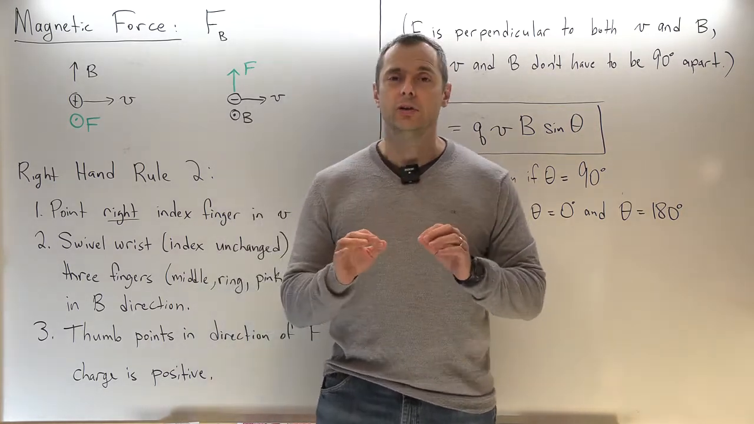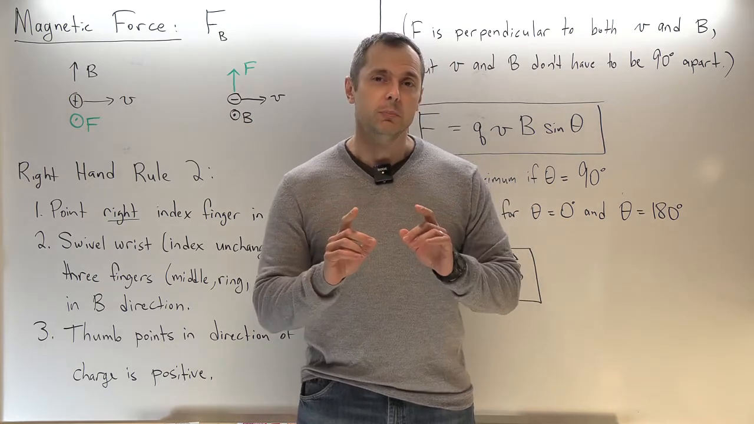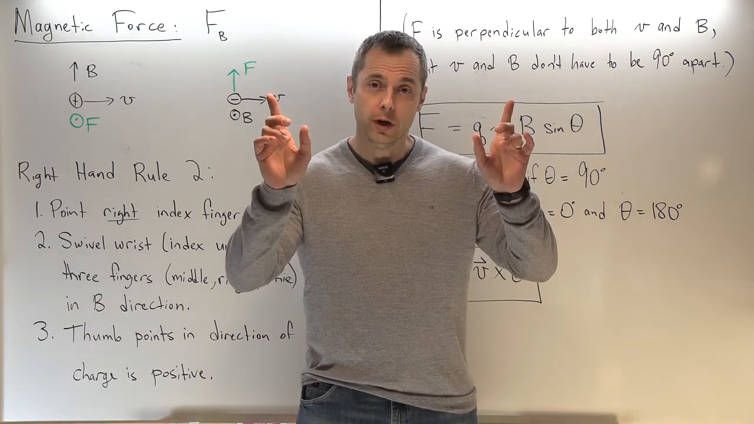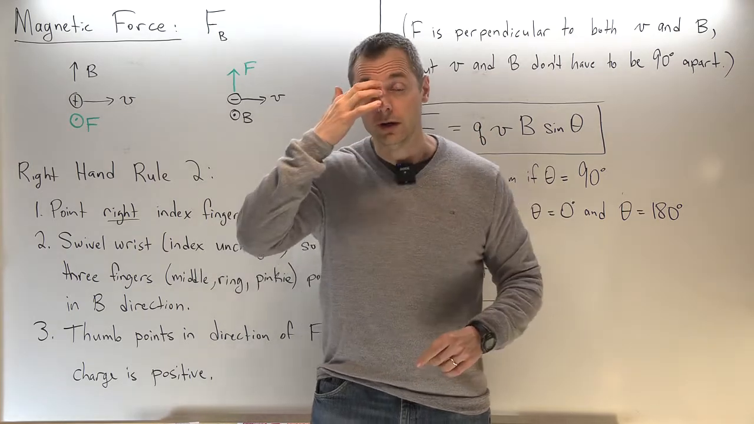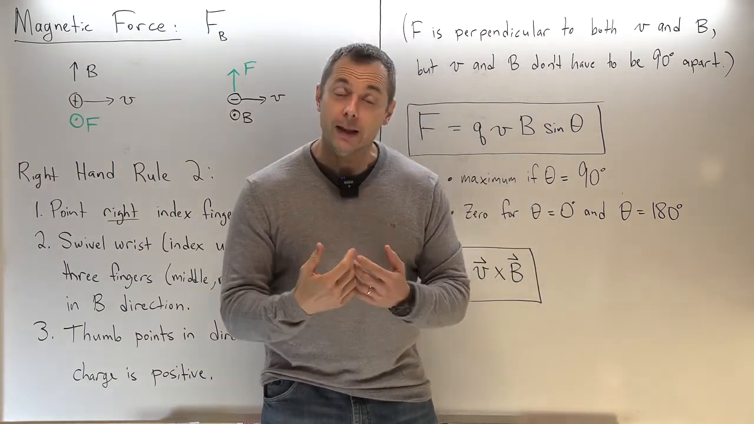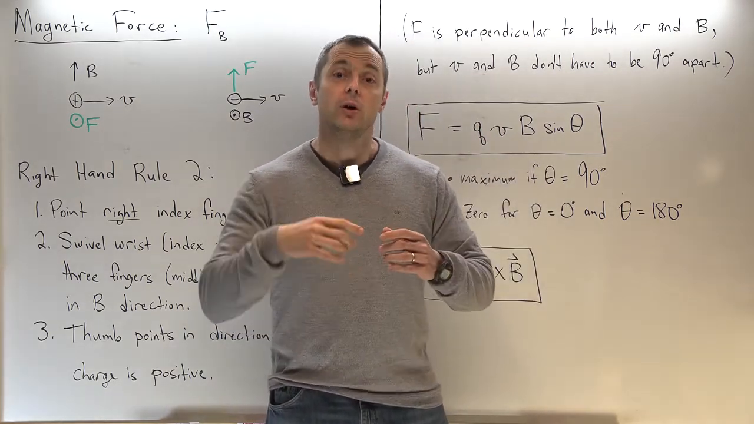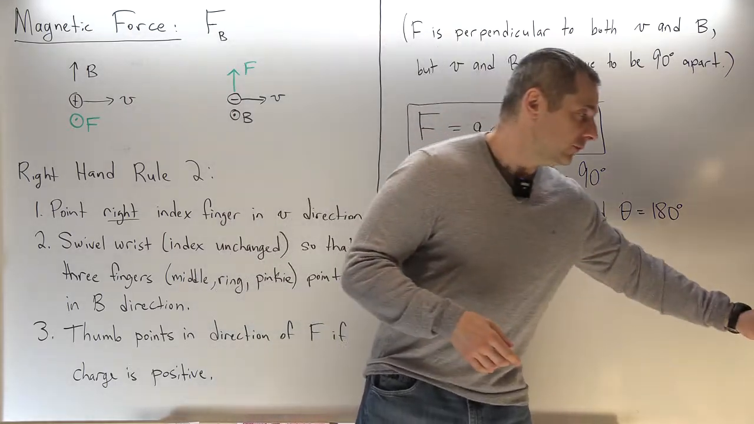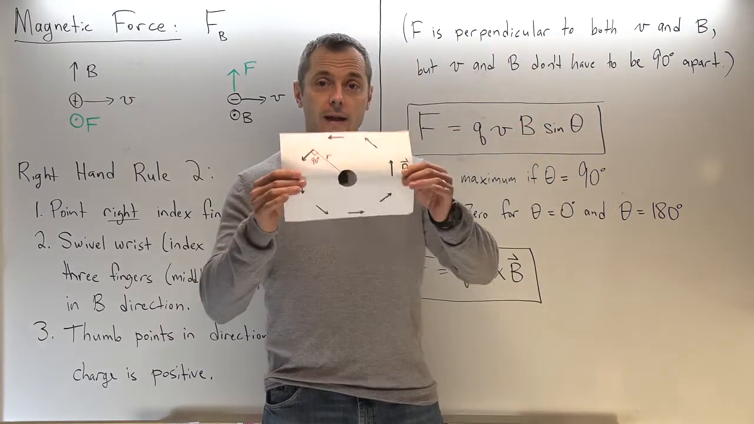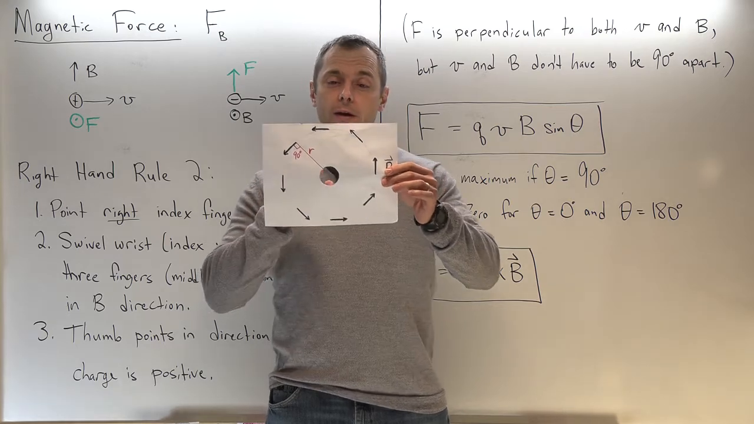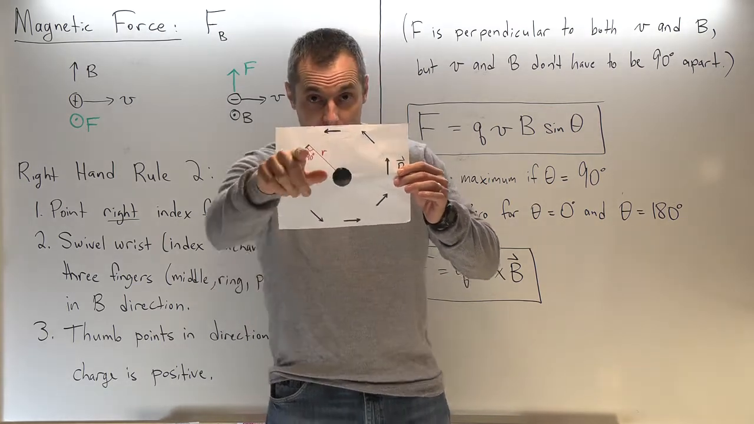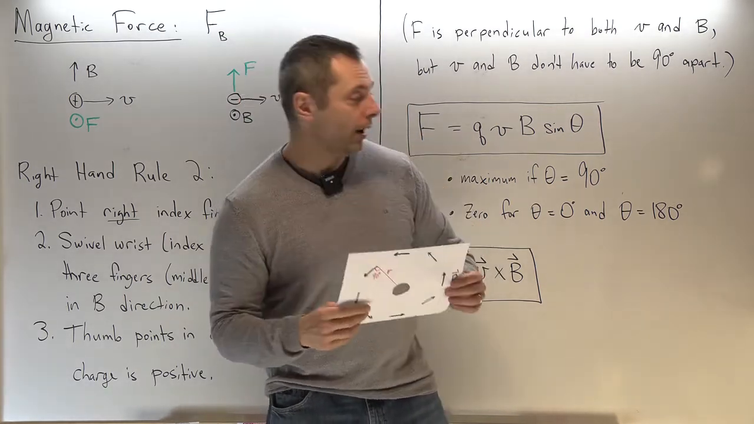In the case of the electric field, it pointed either away from a proton or towards an electron. But in the case of magnetic field, the magnetic field wrapped around a wire. So we had a pattern like this, okay? If the electric current were coming straight at you, it would wrap around the wire like that.